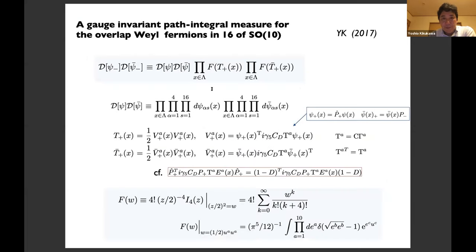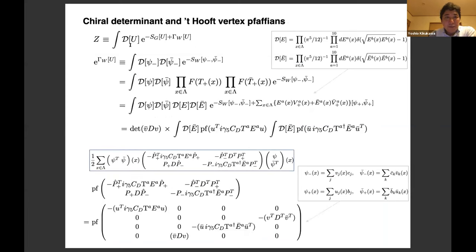Okay, so in this way, we define the path integral measure for the left-handed field with a Dirac measure times the product of the 't Hooft vertices for the right-handed field. By inserting this factor, I am trying to saturate all degrees of freedom of the right-handed fermion, and then the remaining part is for the left-handed Weyl fermion.